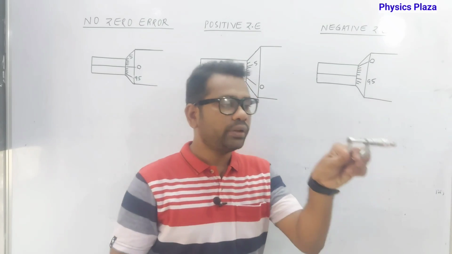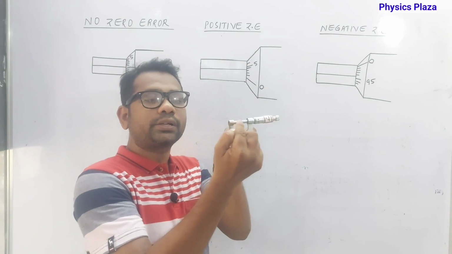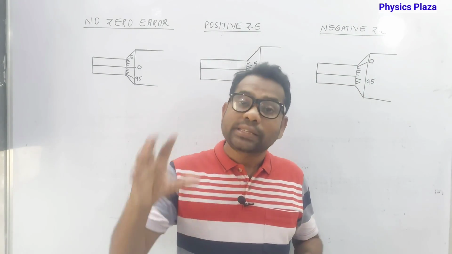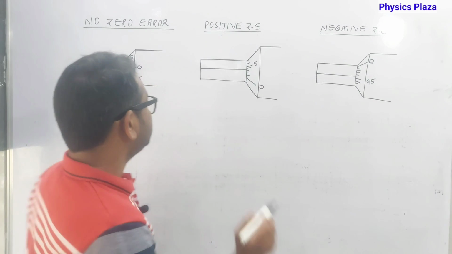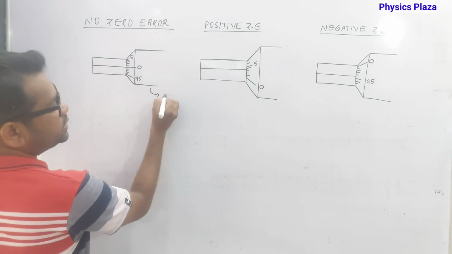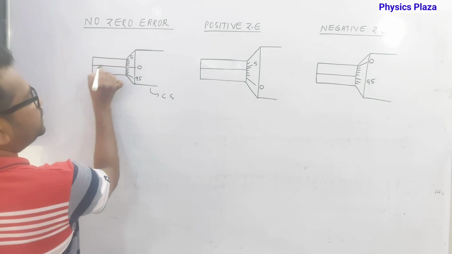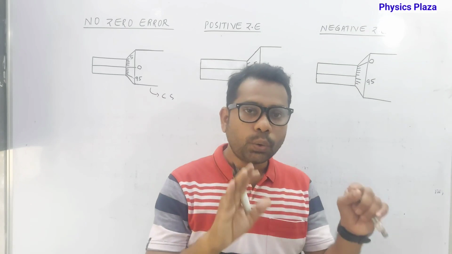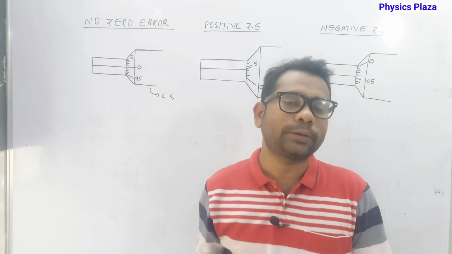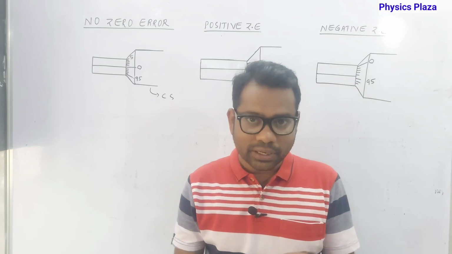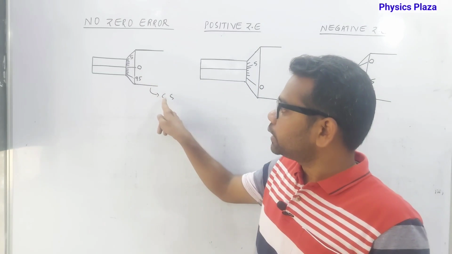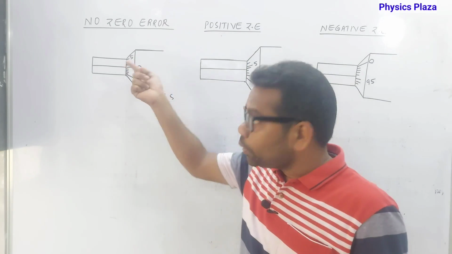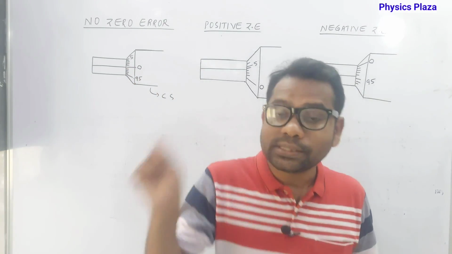Okay, fine. So now what happened, children? Now the stud and the screw are both in contact. If the zero reading on the circular scale is coinciding with the baseline or index, then it is said to have no zero error, so you can use it directly. Children, once again, if the zero reading on the circular scale is coinciding with the baseline, it has no zero error. If it is not coinciding, then it has some error.